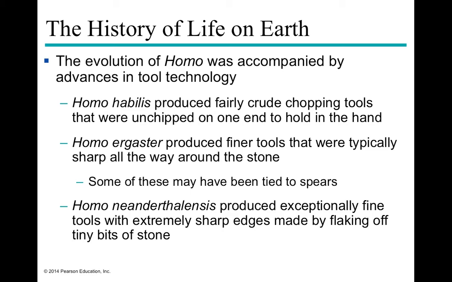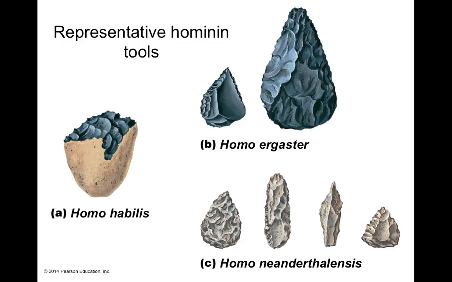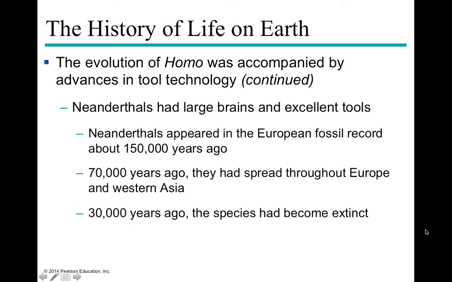And Neanderthalus produced fine tools with extremely sharp edges that were made by flipping off different edges of tiny bits of stone like obsidian. Here's an example of hominin tools from Homo habilis, Homo ergaster, and Homo Neanderthalus. You can see the evolution of the types of tools, and their specialty is going to increase as we end up going down the evolutionary pathways of the Homo line.